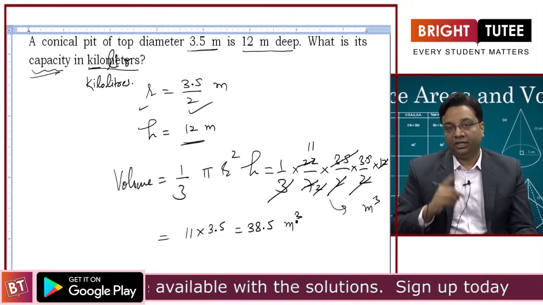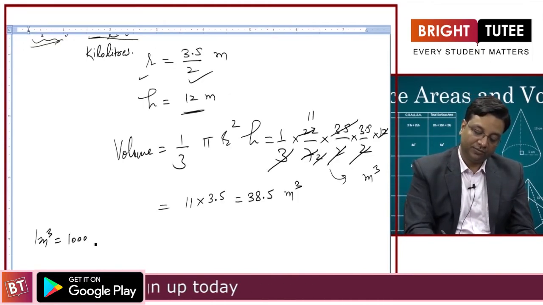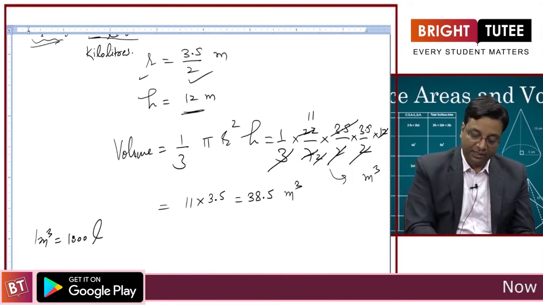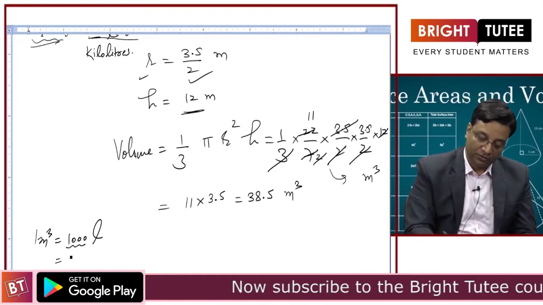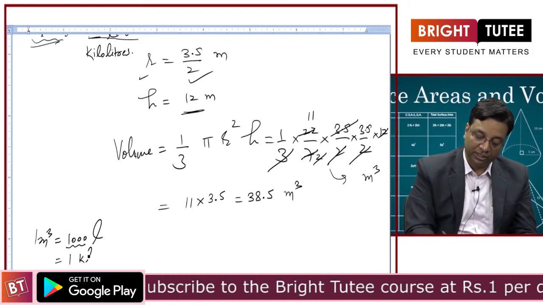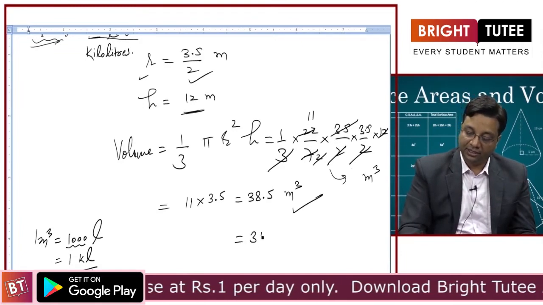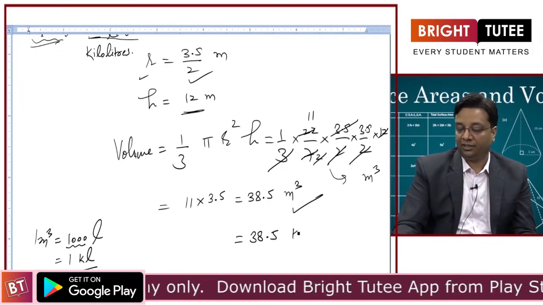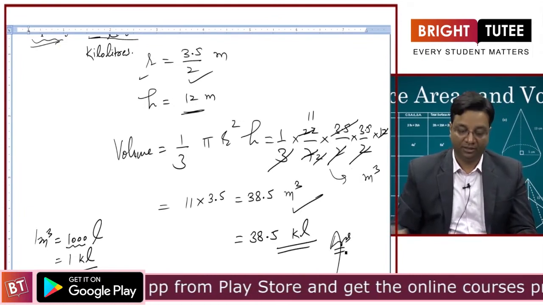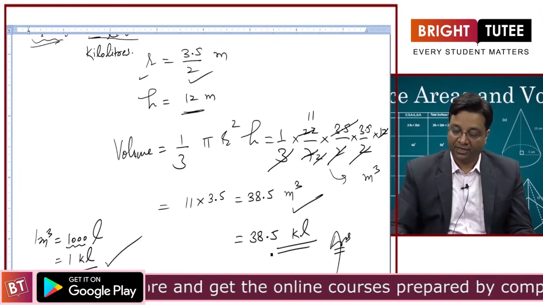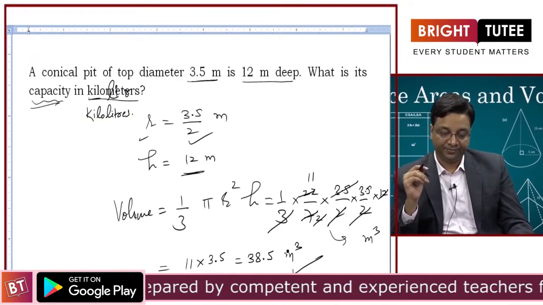Now we know the conversion that 1 meter cube is equal to 1000 liter, right? And what is 1000? 1000 means kilo. So 1 meter cube is 1 kiloliter. Hence this answer itself is the answer in kiloliters also. Right? So you need to show this conversion and then you can write your answer as 38.5 kiloliters. Okay.